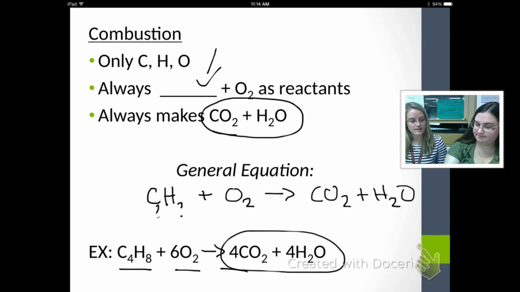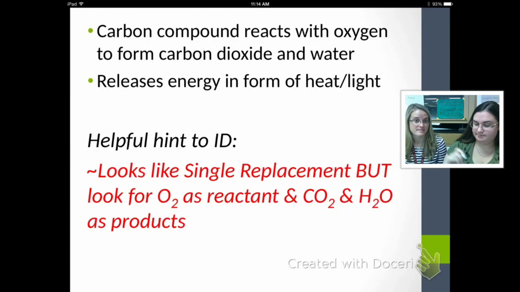All right, so now what we're going to do is we're going to look at some example equations. One more. Carbon compound reacts with oxygen to form carbon dioxide and water. That's our general definition for combustion. It releases energy in the form of heat or light. Very commonly, you get an explosion. Okay. Now, your helpful hint. This one's actually written on the screen for you since it's so long. It's going to be hard for us to write it out. What you want to do is, when you're looking at it, just like what we said, it looks like a single replacement reaction, but you have to be aware that oxygen is a reactant and CO2 and H2O are products. And that's the key thing.